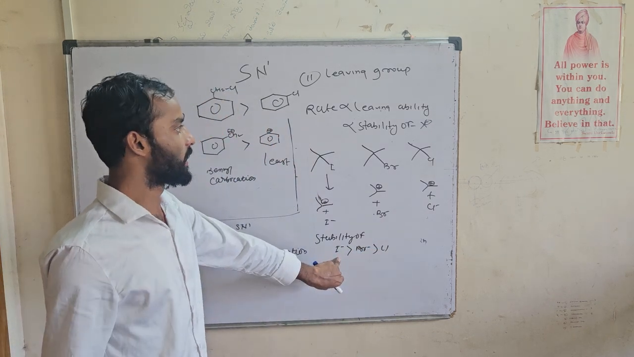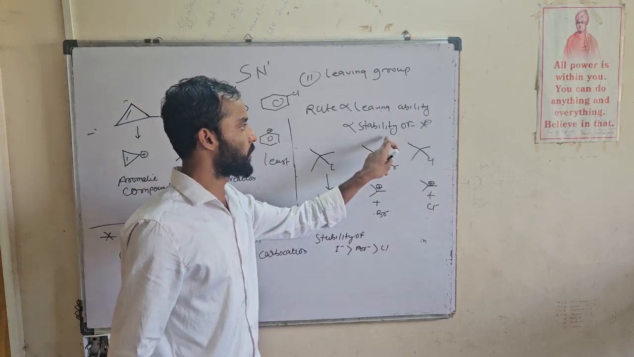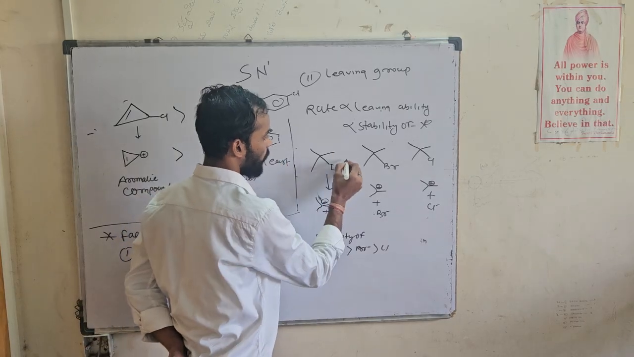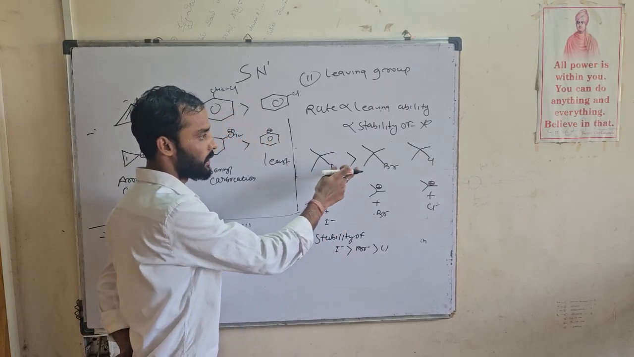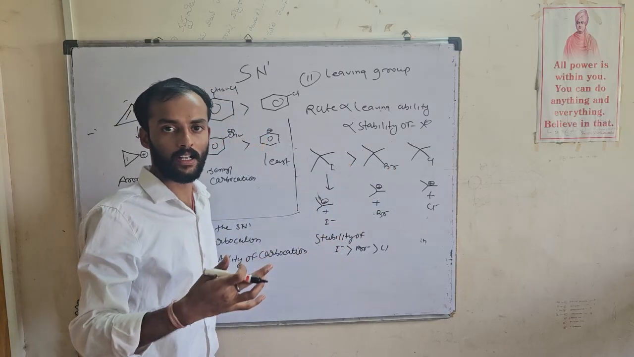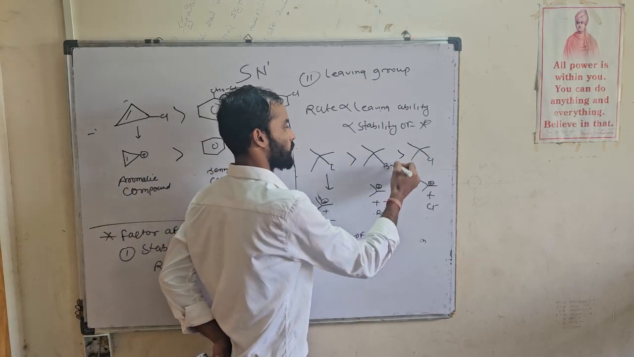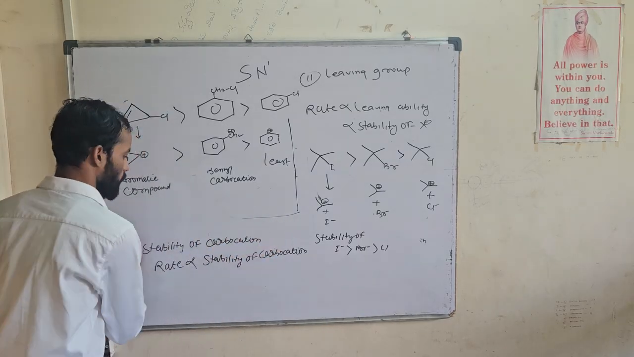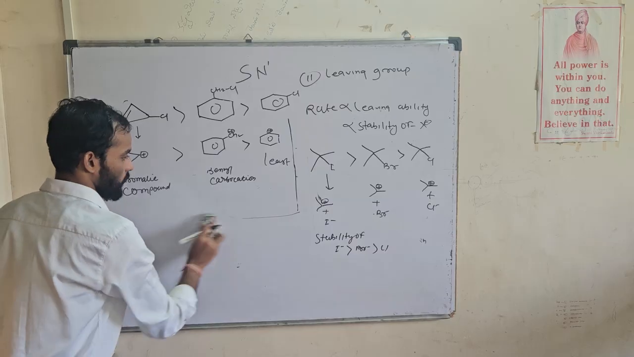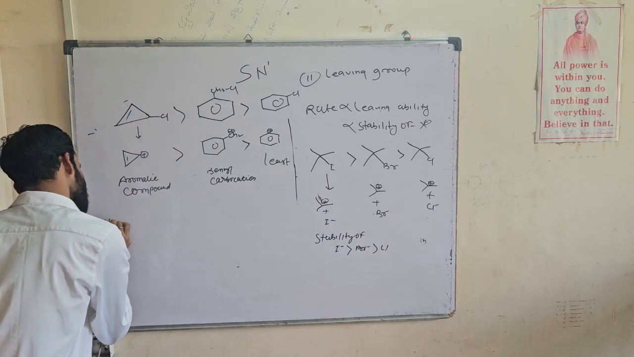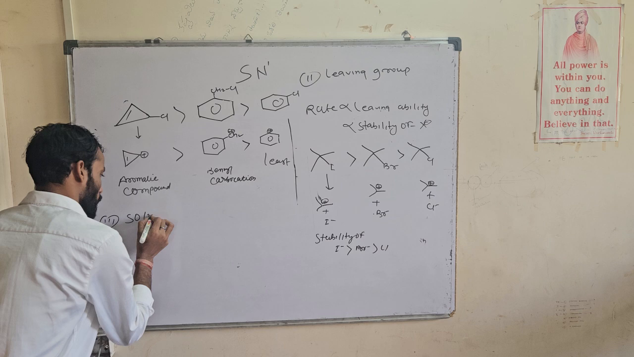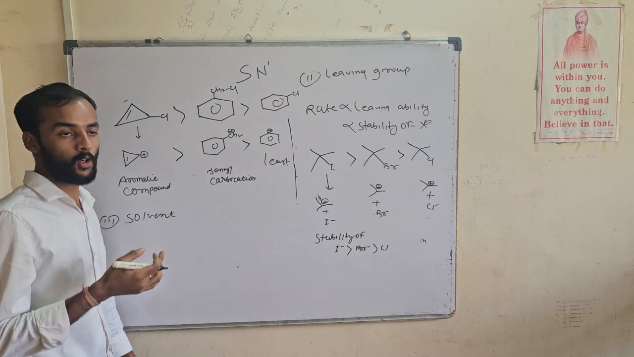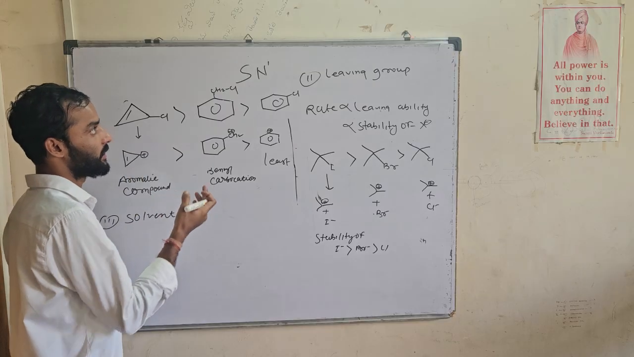As I have already written, the rate is directly proportional to the stability of X minus. It means the rate of hydrolysis of tertiary iodide is more than tertiary bromide, and tertiary bromide has more rate towards hydrolysis than tertiary chloride. Now I am going to see the next factor, which is solvent effect. That is, the third factor is solvent effect. What type of solvent we have to use in SN1 reaction, and how the solvent is going to stabilize or influence the SN1 reaction.